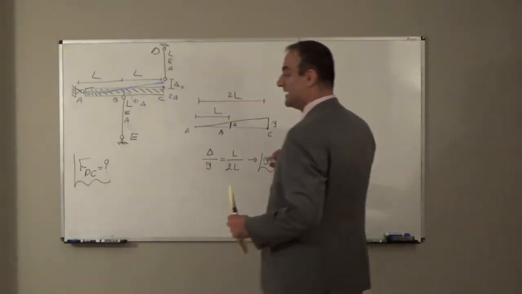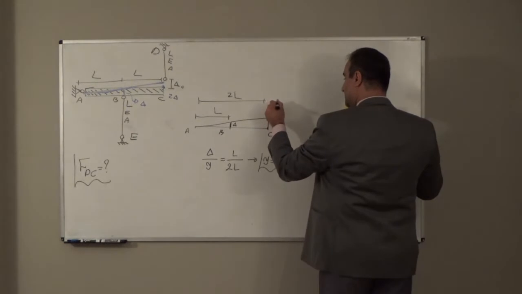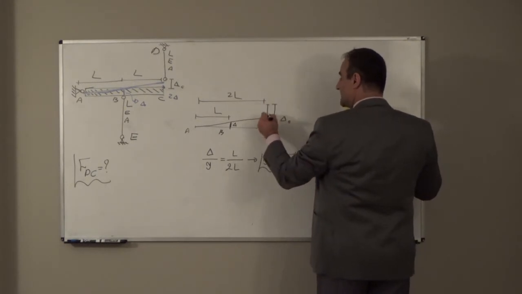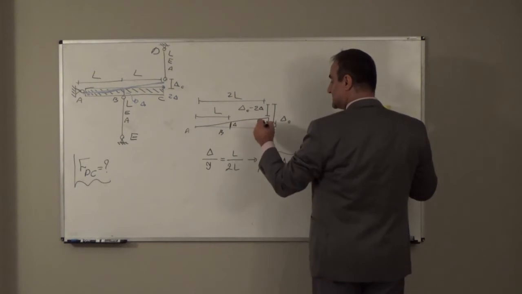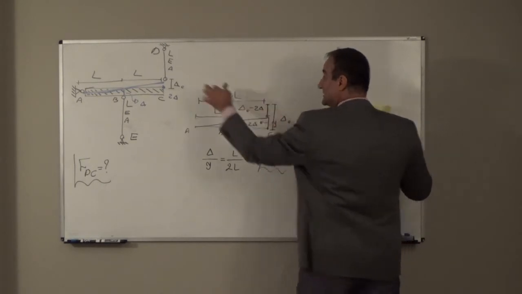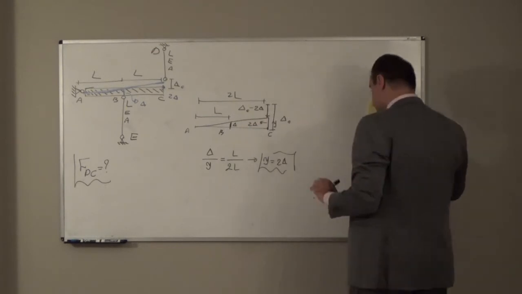So what is the remaining gap? Remaining gap here, if this is delta naught, what is the elongation in this member? It will be delta naught minus 2 delta, because this is delta, this is 2 delta. Entire distance is delta naught. So elongation in this member will be delta naught minus 2 delta.